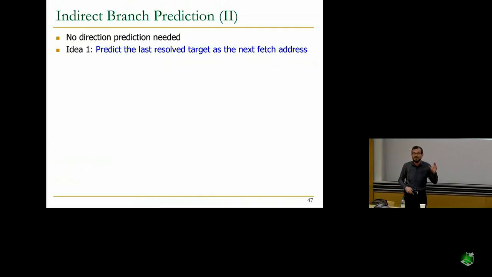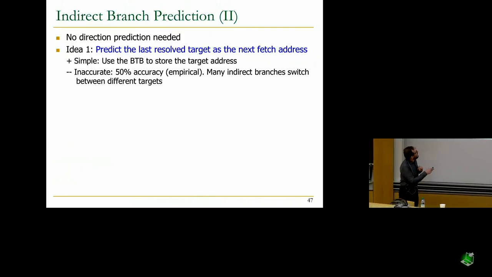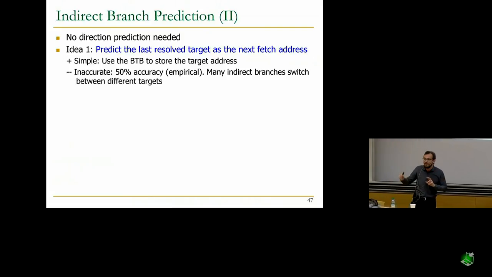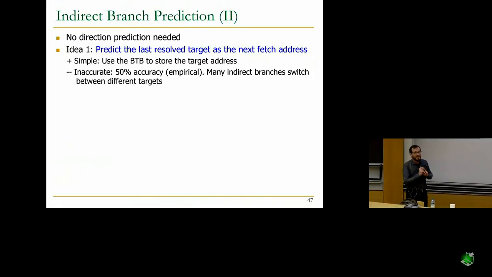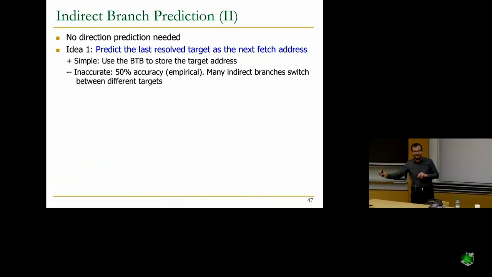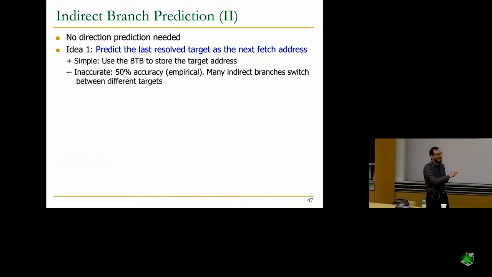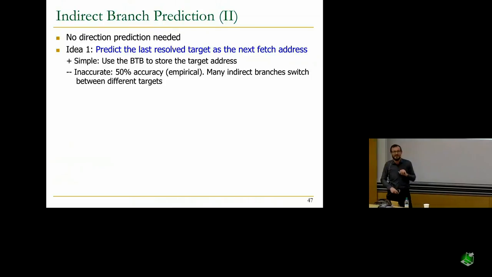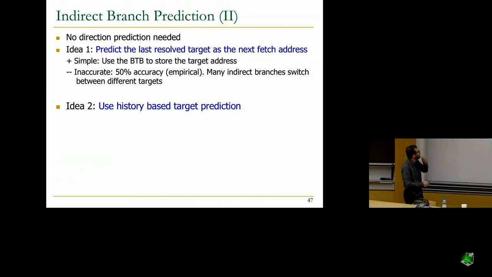It's like last target prediction. And you can actually use the BTB to do this. You don't need additional hardware because the BTB already does this. You just need to record the indirect branch targets from the last time they were executed inside the BTB. It turns out this is very inaccurate. It's about 50%. Many indirect branches switch between different targets, especially with modern languages. If you look at past programs with old languages, you get 50%. If you look into the future, that 50% is actually lower, right?